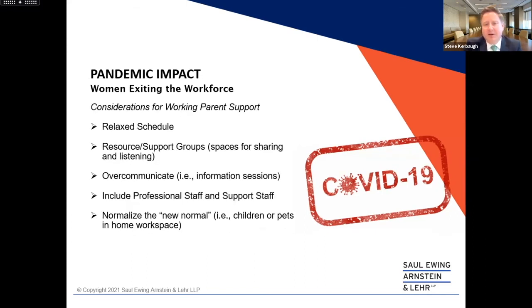So some considerations to think about to help alleviate these issues are potentially relaxed work schedules, more flexible hours, resource and support groups for everybody, creating spaces that are good for sharing and for listening, over-communicating with employees with regard to plans, educating them. 50% of people don't know what meaningful action is being taken by their employers to increase inclusivity. So really driving that home with employees is important. And then also normalizing the new normal with regard to children or pets in the home workspace when remote work is the venue for a particular employee. And with that, I'll turn it back over to Angela.